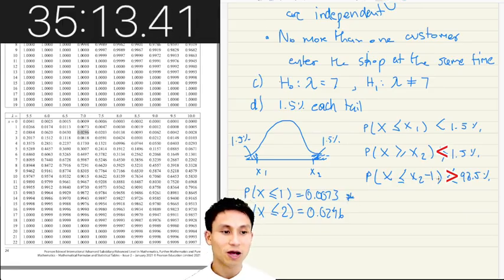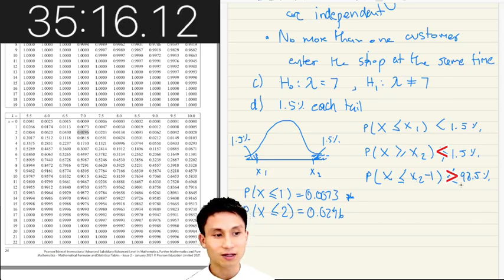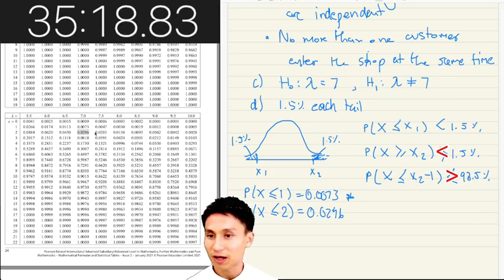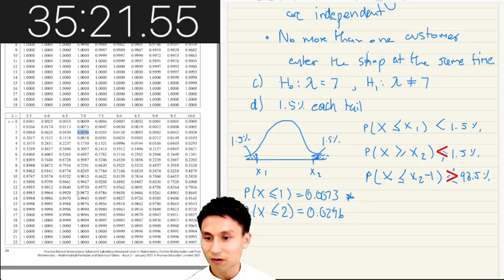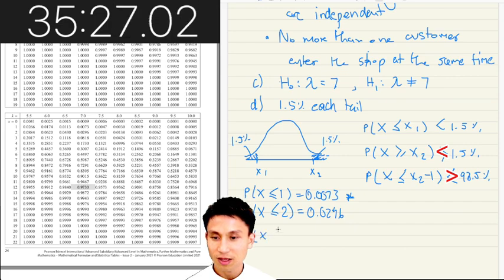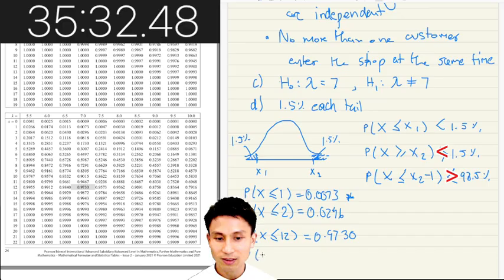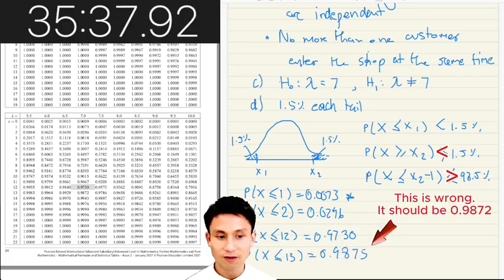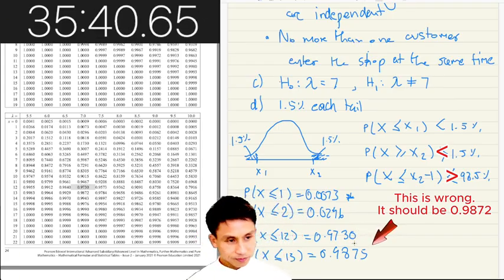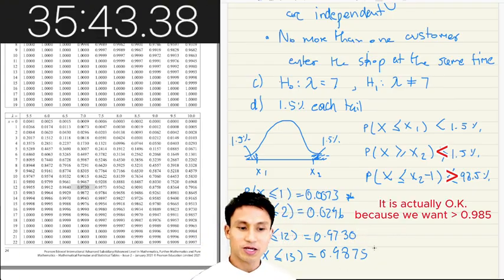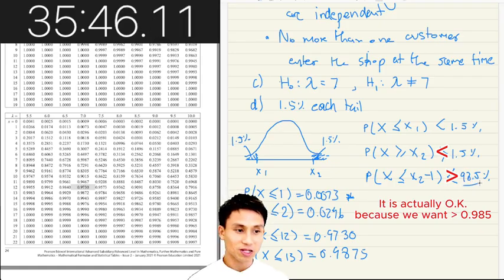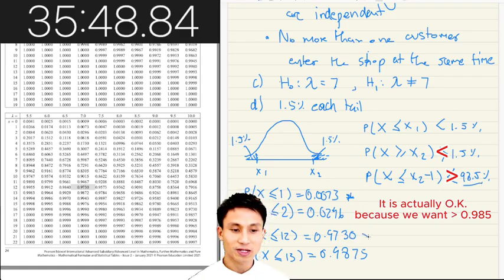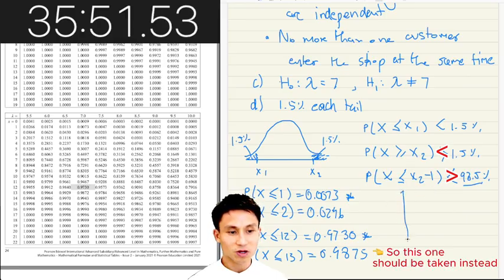And then we also look at the right end. On the right end we need the one less than 98.5%. This one is already over, so we write x less than or equal to 12 equals 0.9730, and x less than or equal to 13 being 0.9875. So 13 would not be okay, because it's greater than this. We want less than 98.5%. So we're going to take this one. But be careful, this one matches that one.